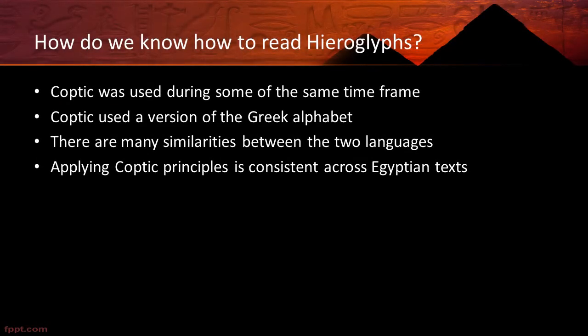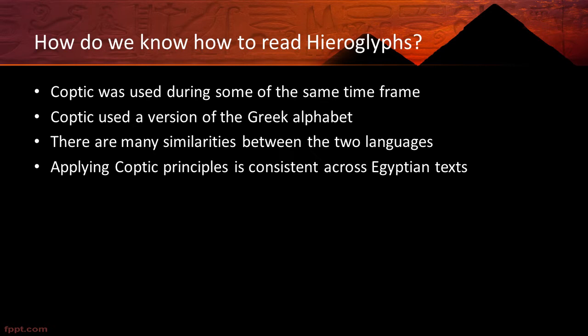So, if we don't really know how it sounded, how do we have an idea or even an educated guess on how it sounded? Egyptologists did a lot of research, and for a long time they didn't know much until they actually looked at languages that were around during the time frame at the end of the use of the Egyptian language. One of those languages was Coptic.